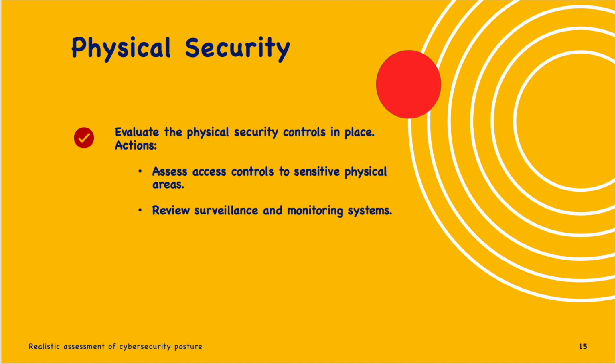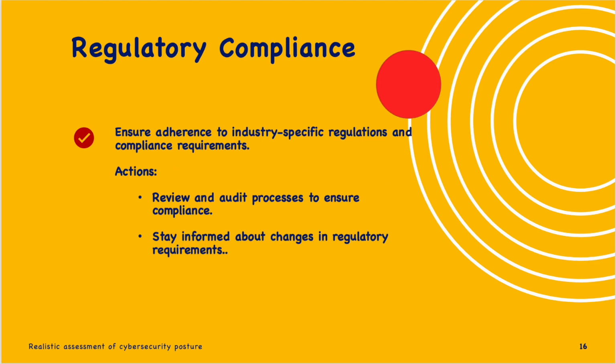Now, the physical security. Evaluate physical security controls in place. To do that, they need to take actions like assessing access control to sensitive physical areas, and reviewing surveillance and monitoring systems. Regulatory compliance: ensure adherence to industry-specific regulations and compliance requirements. Review and audit processes to ensure compliance. Stay informed about changes in regulatory requirements.